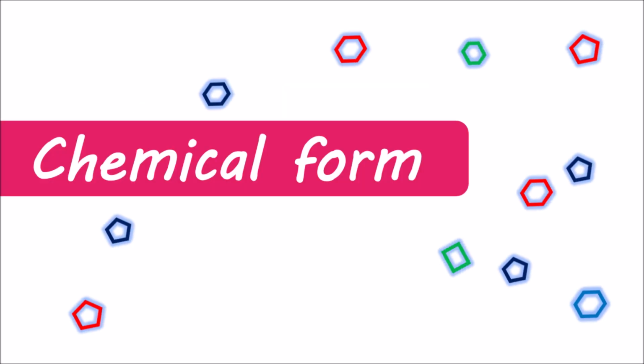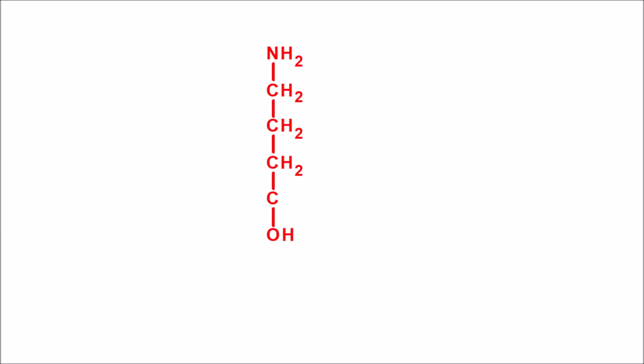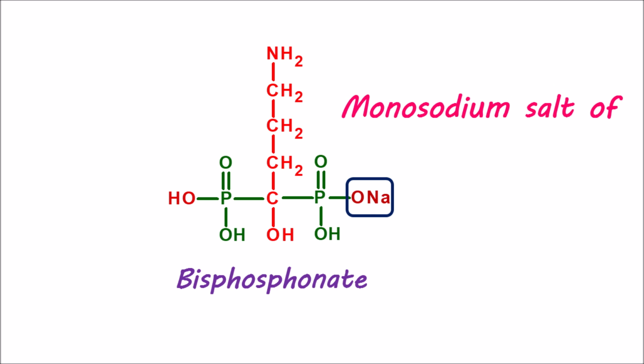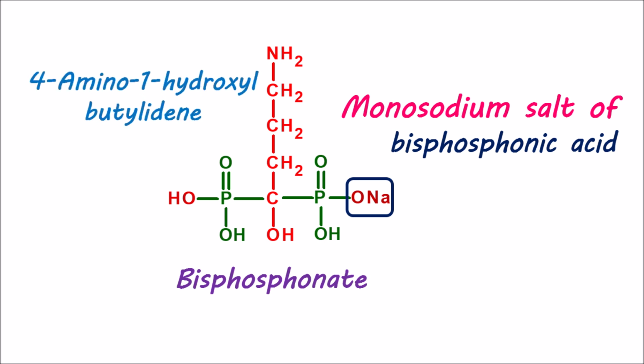Finally, let's see the chemical form of this medication. Alendronate has a carbon chain linked to 2 phosphate groups. That's why it's called bisphosphonate. Here, one of the phosphonic acids exists as its sodium salt. Therefore, alendronate is a monosodium salt of bisphosphonic acid. Here, this alkyl chain contains 4 carbons with amine and hydroxyl groups at the ends. This chain is 4-amino-1-hydroxyl butylene.